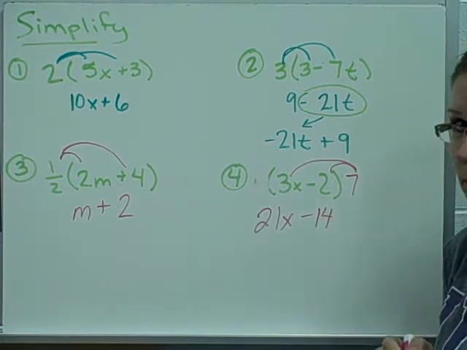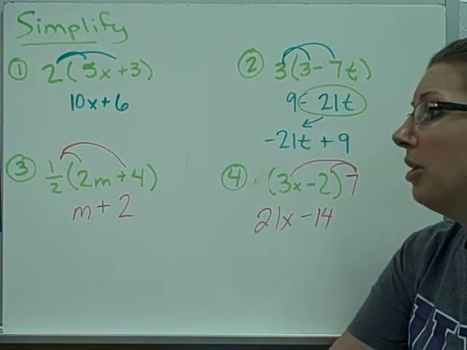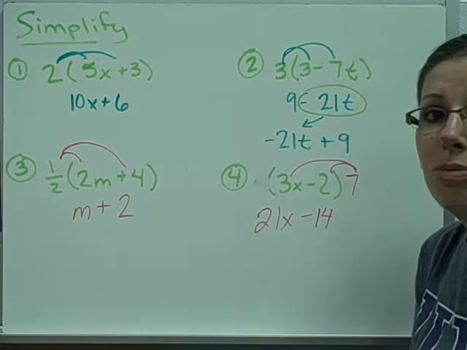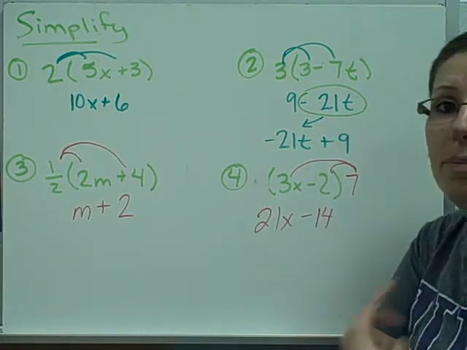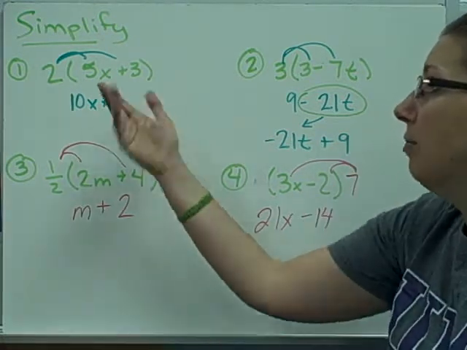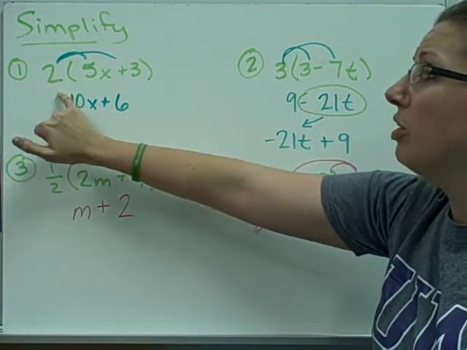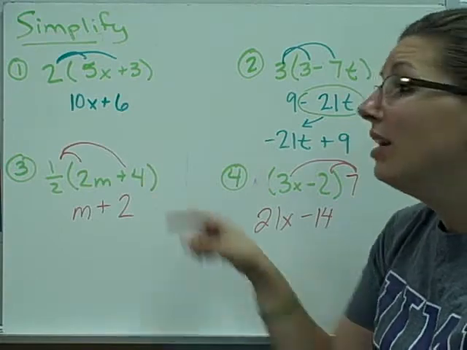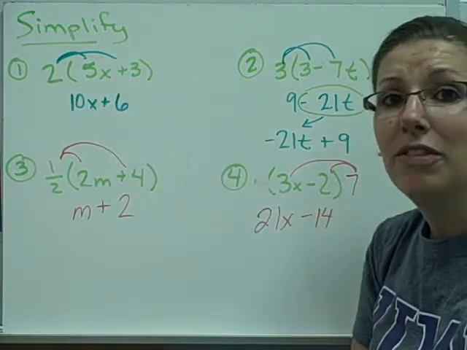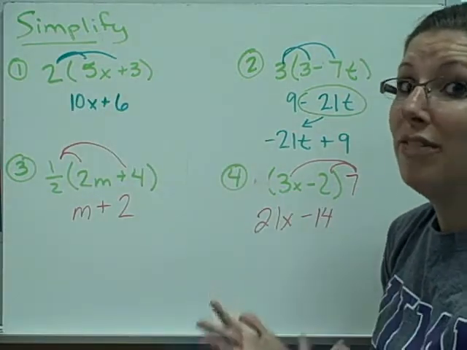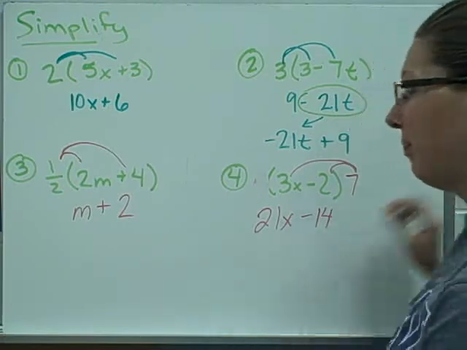That's my final answer. A lot of students, when they do distributing, forget to multiply that number by the second number. So for example, in the first example, some people just do 2 times 5x. They forget to multiply the 2 times the 3. They forget that second term. Do not forget that. That's very, very important.